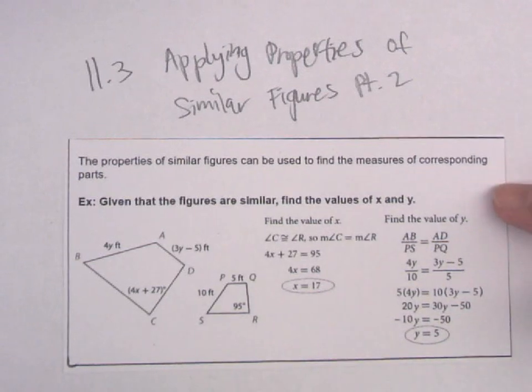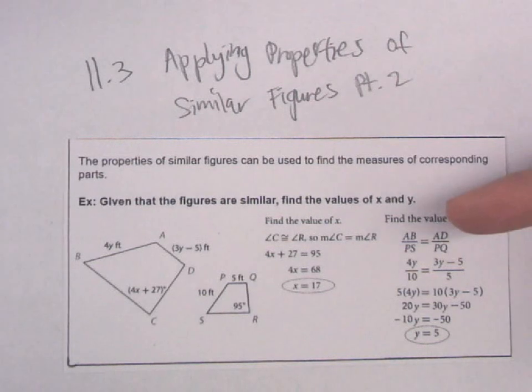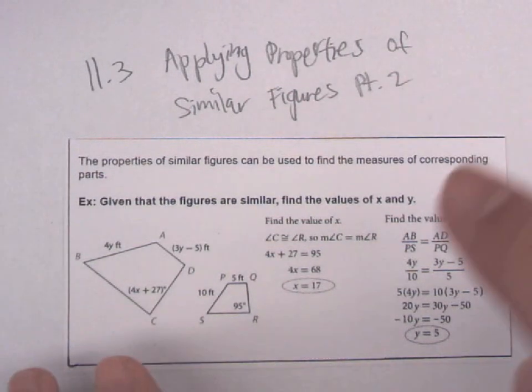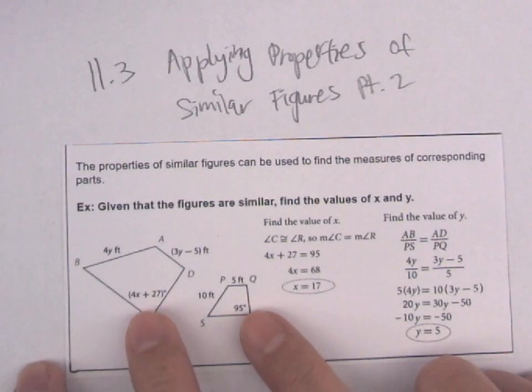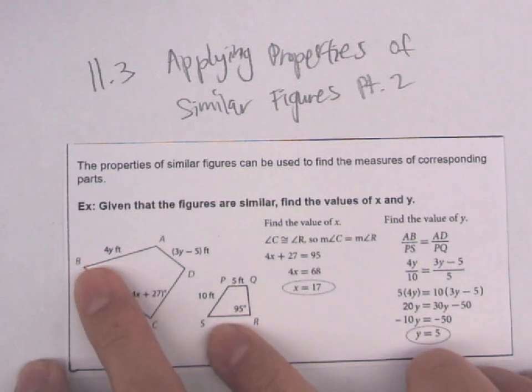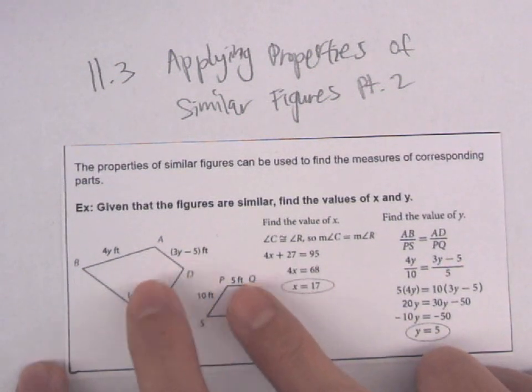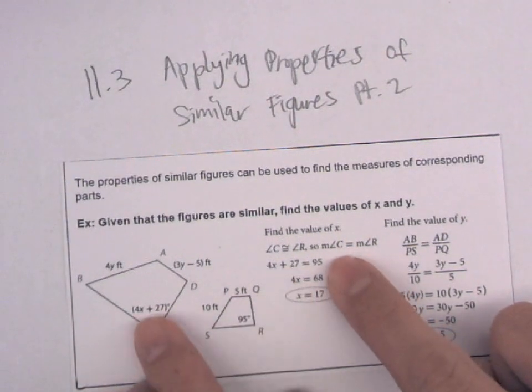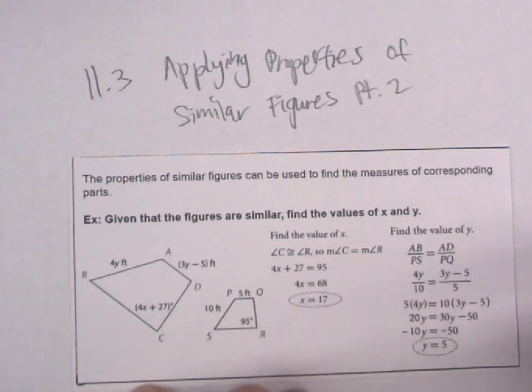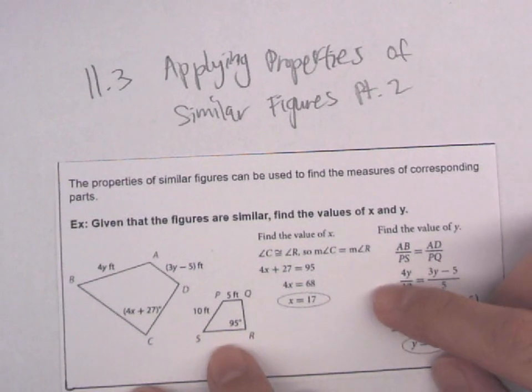Okay, so these are the notes that I gave in class. Properties of similar figures can be used to find the measures of corresponding parts. Here is just a layout of how you would solve for x and how you would solve for y. The main thing is, just like in the other examples we went over, angles of similar figures are going to be congruent to each other. Congruent meaning the expressions are going to be the same. So 4x plus 27 equals 95. You can solve for x.